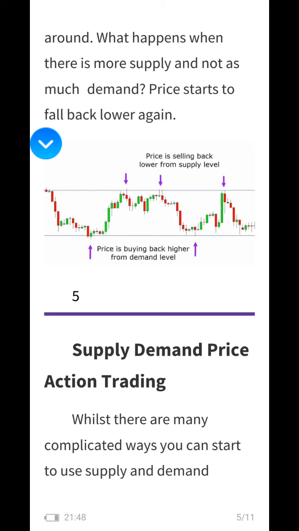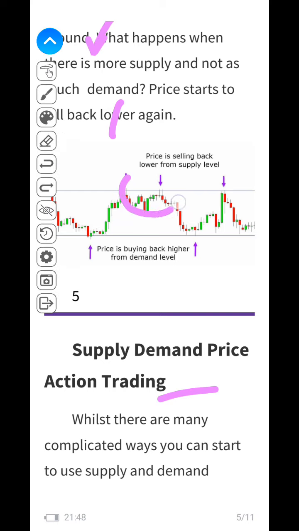Okay? So when you look at this example, on our resistance there on top, you could see that the price is selling back lower from the supply level. You could see it's going lower from the supply level at this particular point, as you can see here. But when you look down there, price is buying back higher from the demand level. So here the price is buying back higher from the demand level, going up, but here it was going down. Okay, so this is very, very important for us to identify.